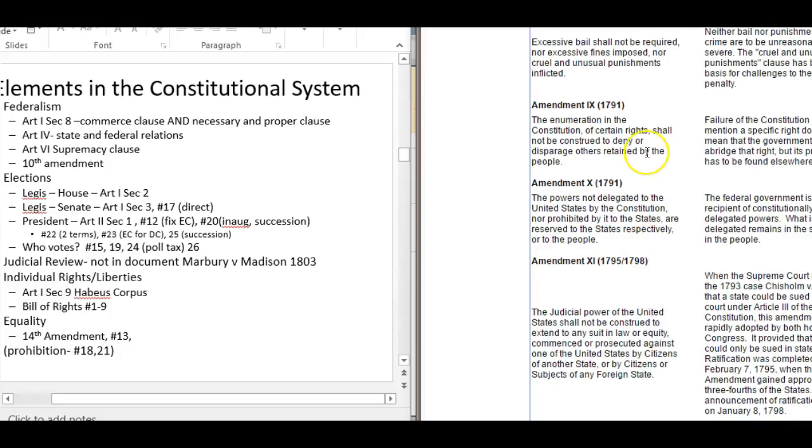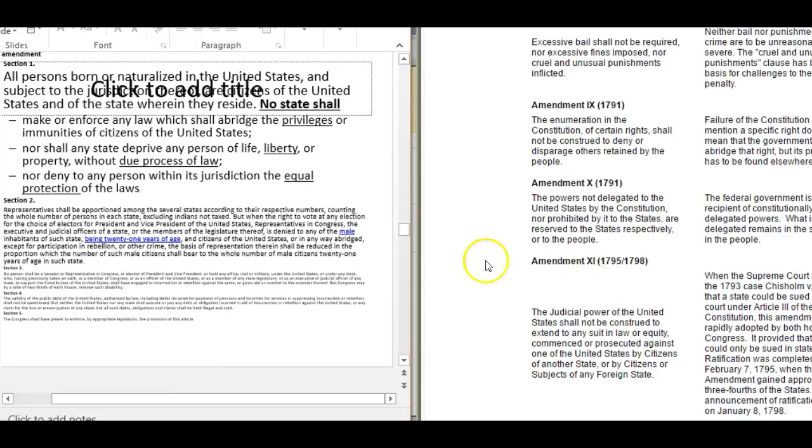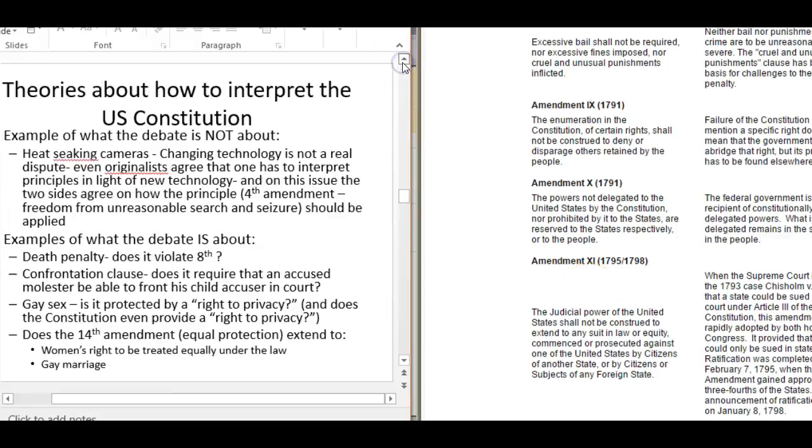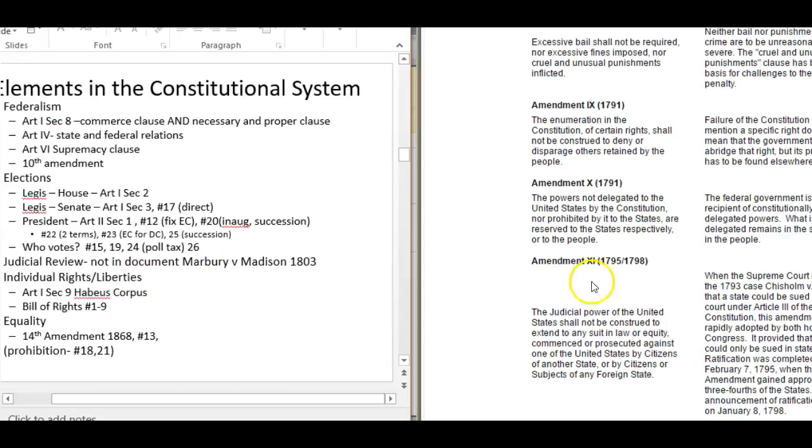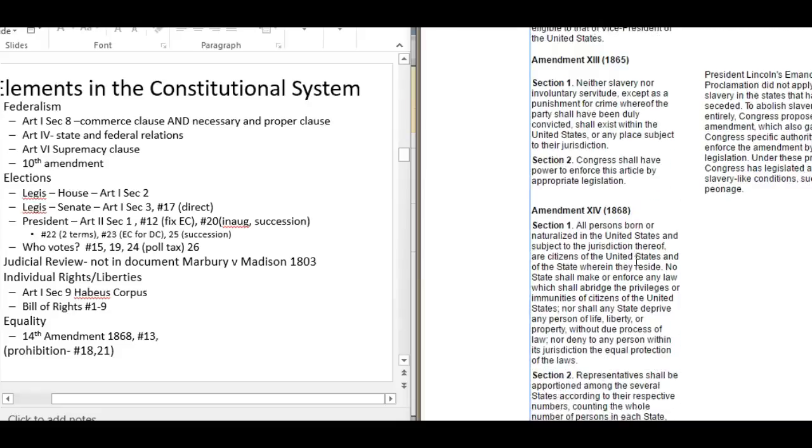All right, and finally, equality. Equality, the word does not appear in the original Constitution. It was not really on the radar screen for the people in Philadelphia. And it doesn't appear in the Constitution until the 14th Amendment is added in 1868. You can also think of the 13th Amendment as important for the issue of equality. The 13th Amendment banned slavery.